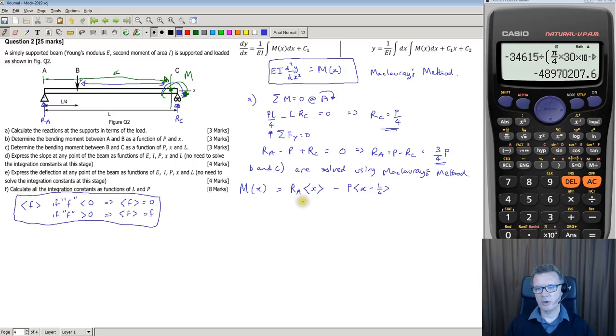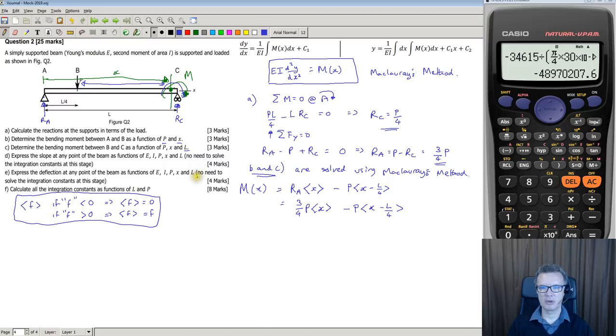Okay, not quite finished because I want to replace my RA with a P, because we need to do this in terms of P, X, and L's. So that will be 3 over 4 P X, take away P times the bracket X minus L over 4. Okay, so that's done parts B and C.